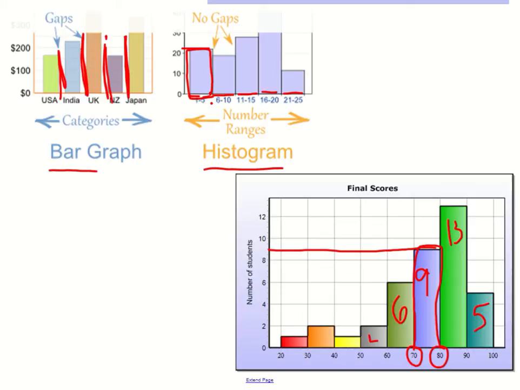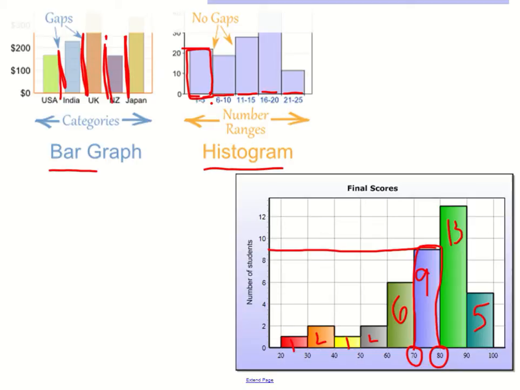Now, what this doesn't tell me is how many students got a 75% or how many students got an 89%. It just tells me the range. And so it's not as accurate as maybe some other graphical displays are. However, it's still helpful and we still use it quite often.